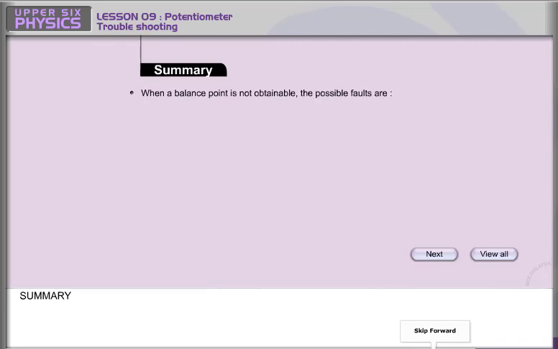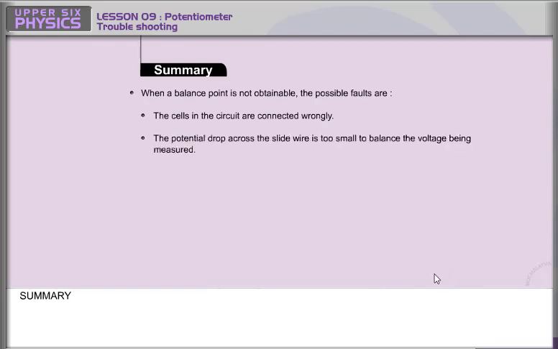Summary. When a balance point is not obtainable, the possible faults are: the cells in the circuit are connected wrongly; the potential drop across the slide wire is too small to balance the voltage being measured.